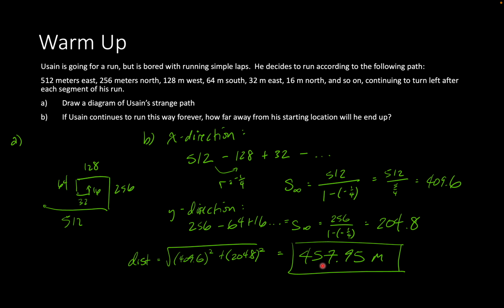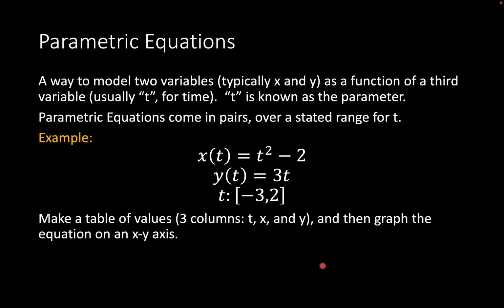And now we are going to start thinking about parametrics. So, parametric equations, it's a model with 2 variables, where each is a function of a third variable that we call a parameter. This third variable that we use to model is typically the time. And so parametric equations, if we consider x and y, come in pairs and are considering a certain range or domain for the variable t.